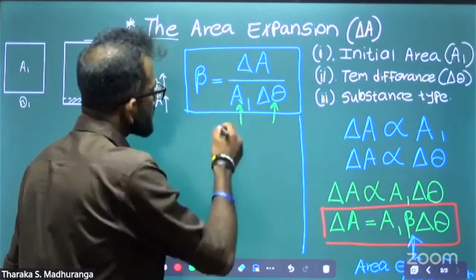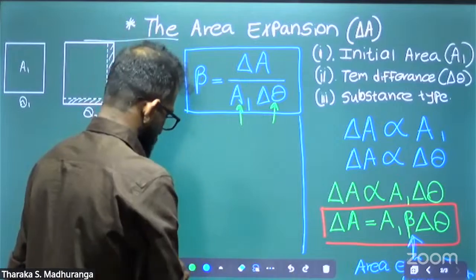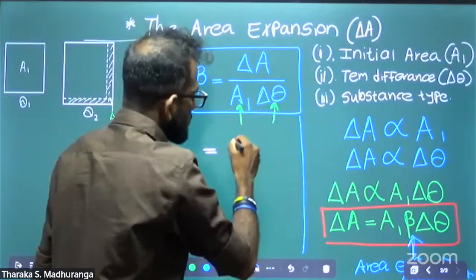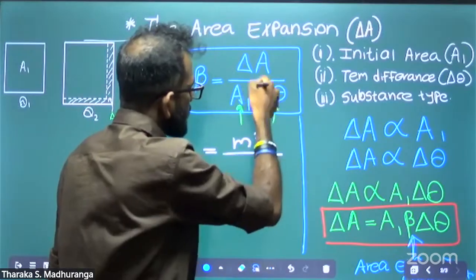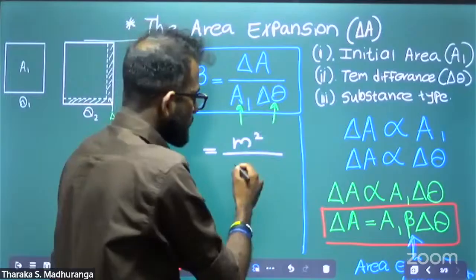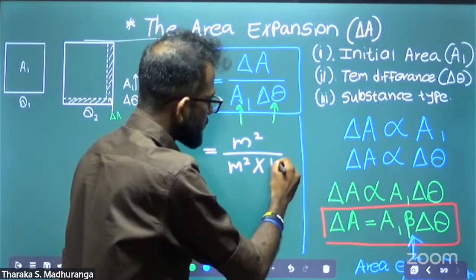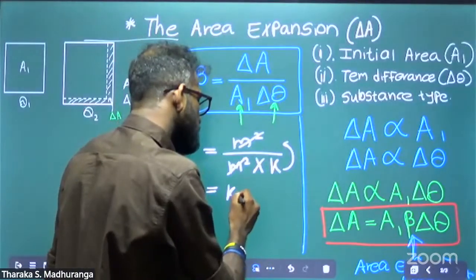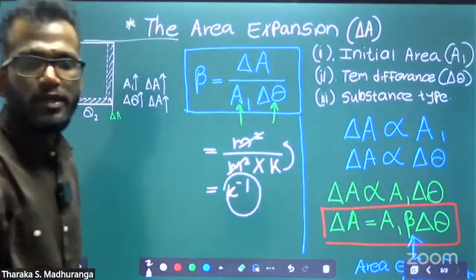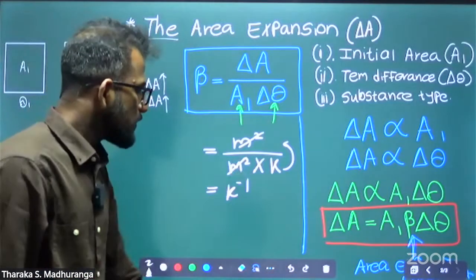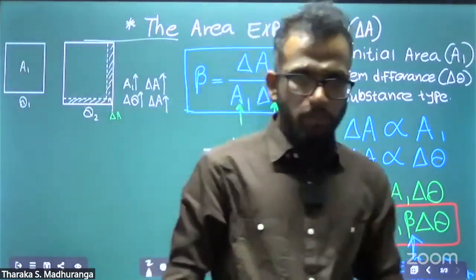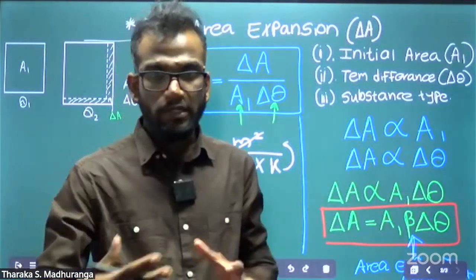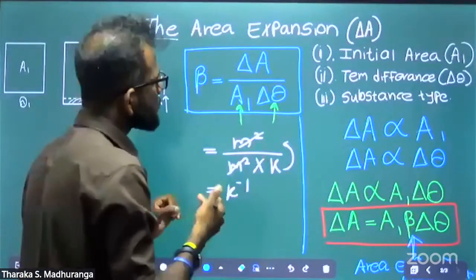How it is coming per Kelvin, you can see the area expansion amount. What is the unit? Square meter. The initial area is also square meter. It is per Kelvin, then they cancel out. The unit is per Kelvin. Therefore, the area expansion and linear expansion units are the same. Both depend on the matter type.